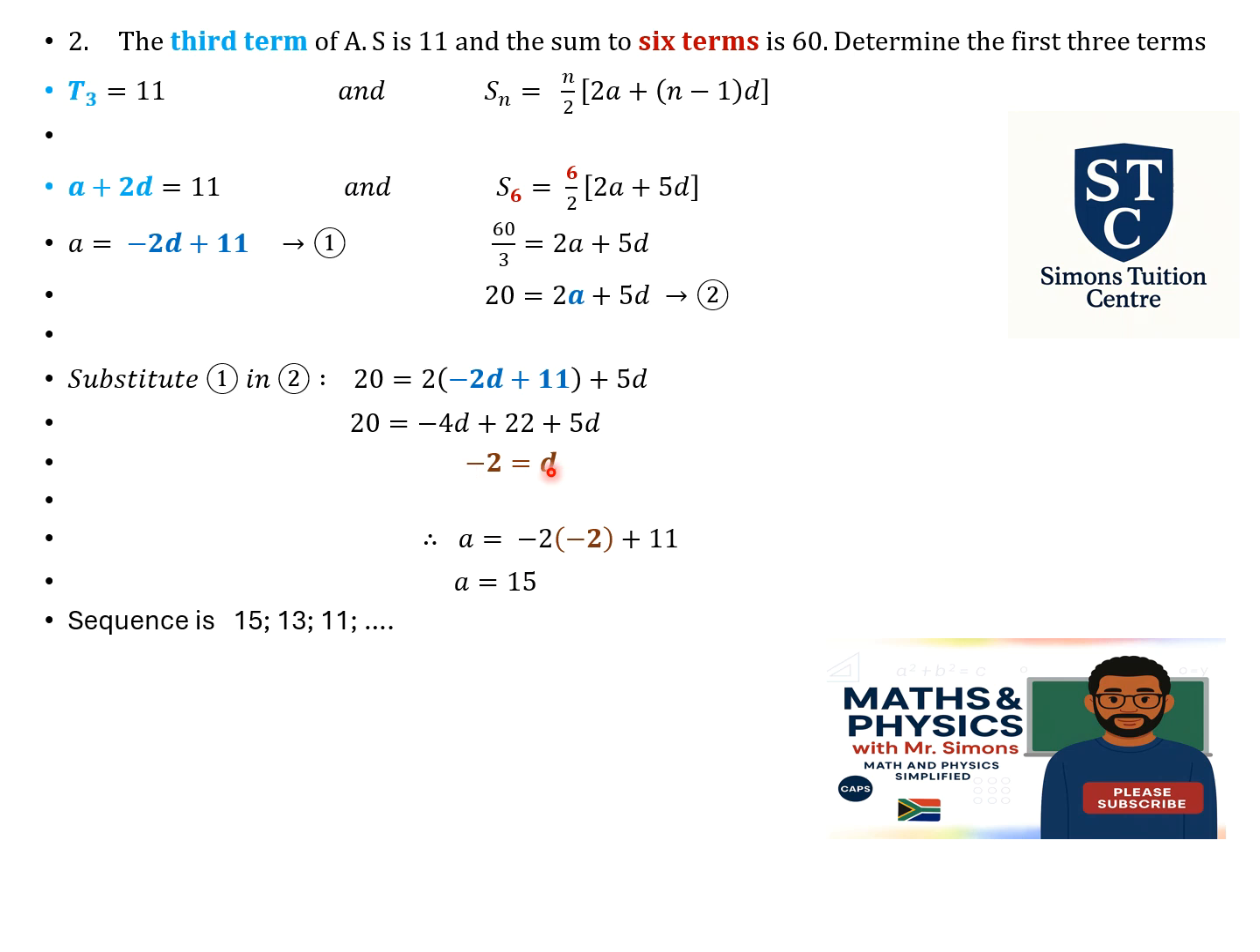From there, I put negative 2 in the place of d, so a becomes negative 2 times negative 2 plus 11. Negative 2 times negative 2 gives me positive 4, and 4 plus 11 gives me 15. So a is 15 and d is negative 2. 15 minus 2 gives me 13, 13 minus 2 gives me 11, and there we found my first three terms.